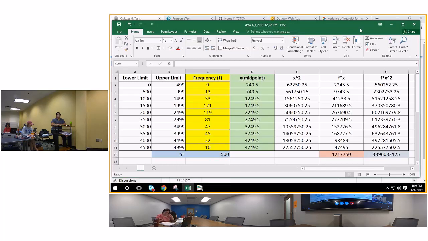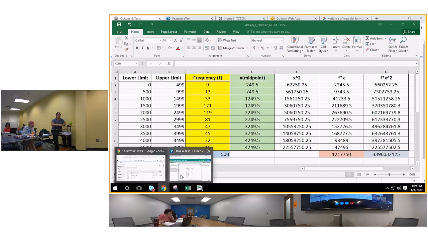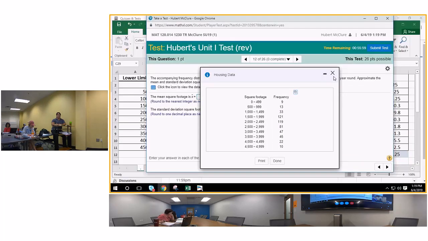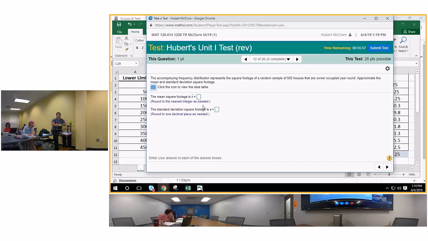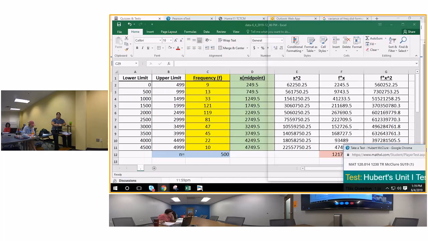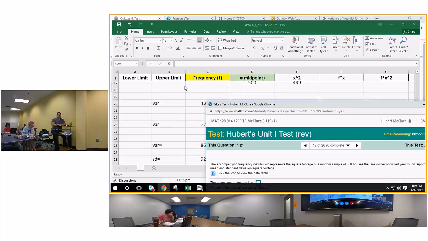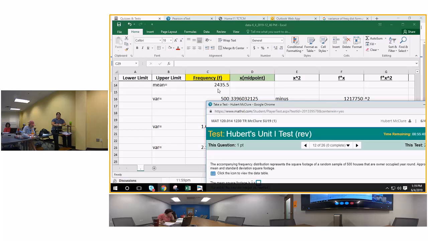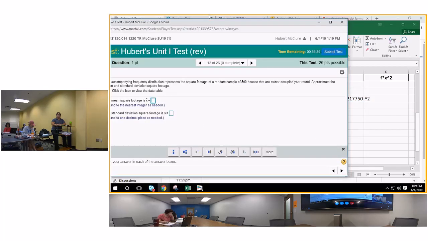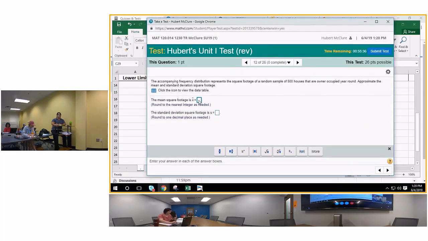Okay, well, let me find my question. Where's my question? I'll get there. Hold on. There it is. Housing data. So the mean square footage of the housing is, it says round to the nearest integer. I'm getting there, people. 2436. So 2436 goes right here.